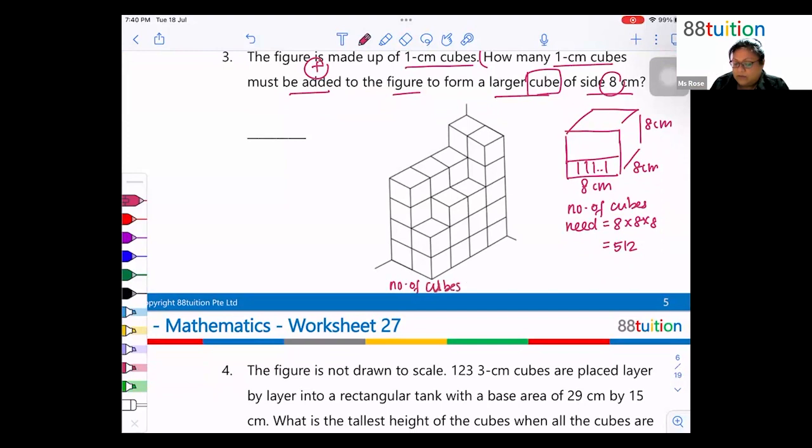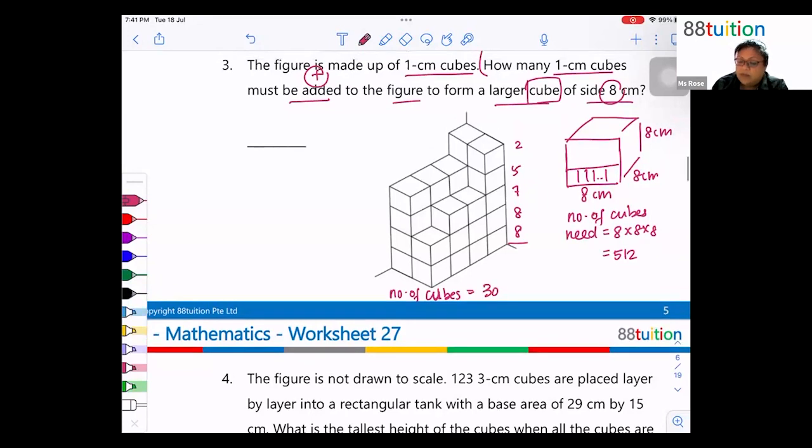If you were to count, how many cubes are there? First layer 2, second layer 5, third layer 7. Next layer will be 8 and 8. So total will be how many? How many cubes are there altogether in this figure? Anyone? 30.